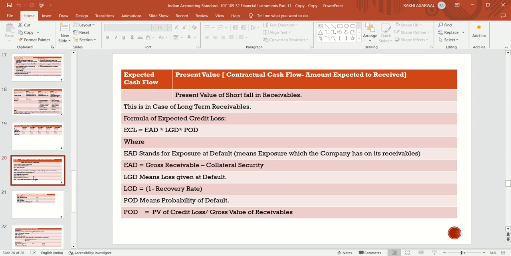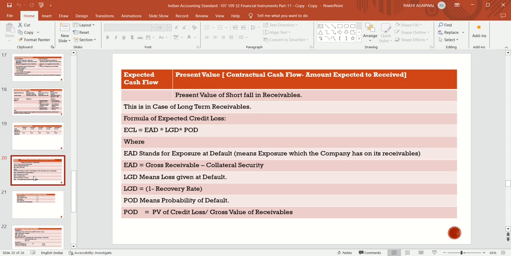The present value of shortfall in receivables. This is in case of long-term receivable. What are the formulas of expected credit loss, that is ECL? The formula for ECL is expected credit loss equals EAD. EAD stands for exposure at default, meaning the exposure which the company has on its receivable, how much the company is exposed to default in receivables.